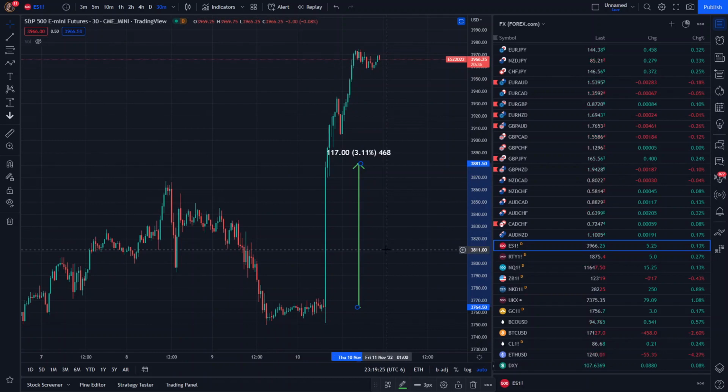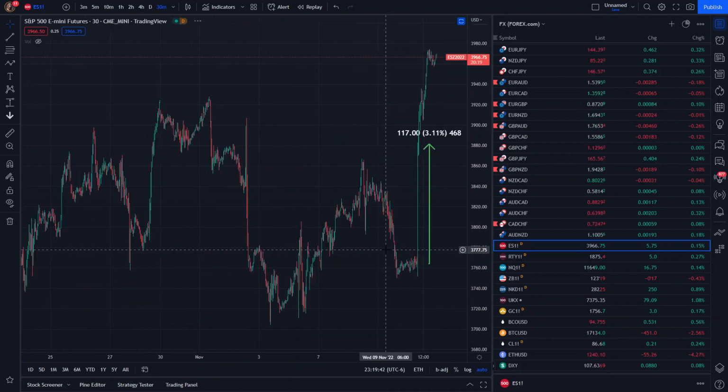That works for you, of course, in this situation. It also can work against you. So again, be very careful. Use stop losses. Use good risk management. Only trade what you can afford to lose, and only that.